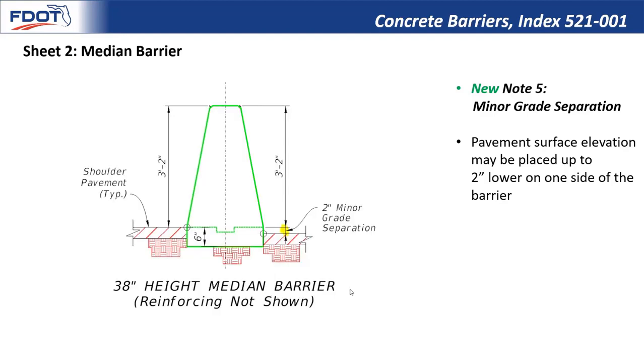Zooming in on the detail, this is how that would look. You can see that the normal embedment for the standard median barrier is 6 inches deep. Lowering the pavement on one side would still provide enough embedment for a crash-worthy design. Contractors would be able to construct it this way if it was called out in the plans. Again, this would require a project-specific call-out from the roadway EOR.